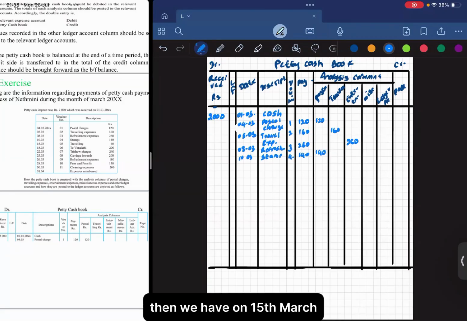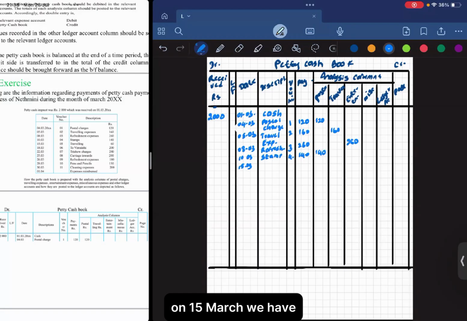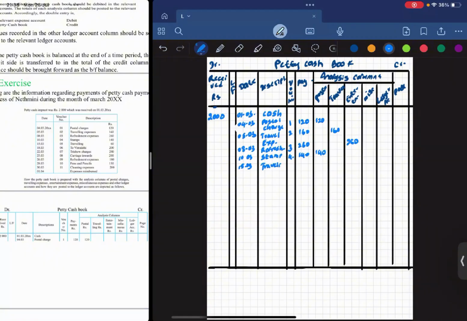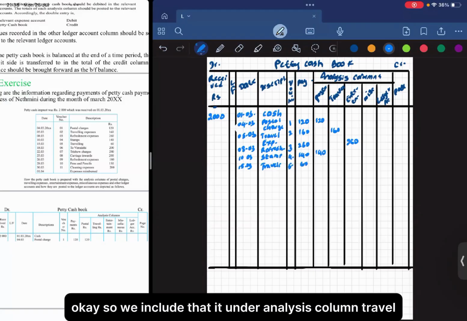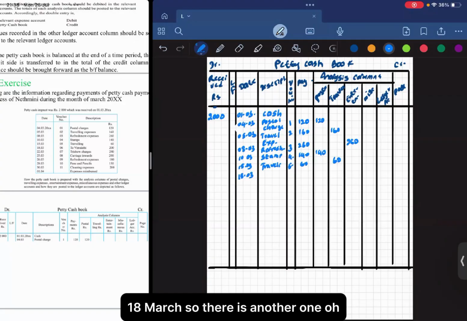Then we have on 15th March a traveling expense, which is 60. Okay, so we include it under analysis column travel, right? Then on 18th March, there is another one.